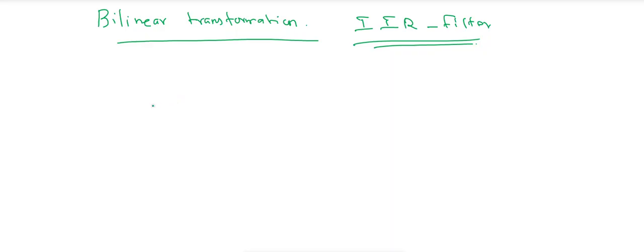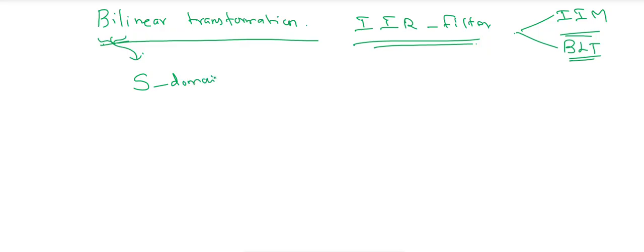Already we discussed the impulse invariant method. The other one is the bilinear transformation, the BLT method. From the name itself we can say, there are two transformations: from S domain to R domain, and R domain to Z domain.